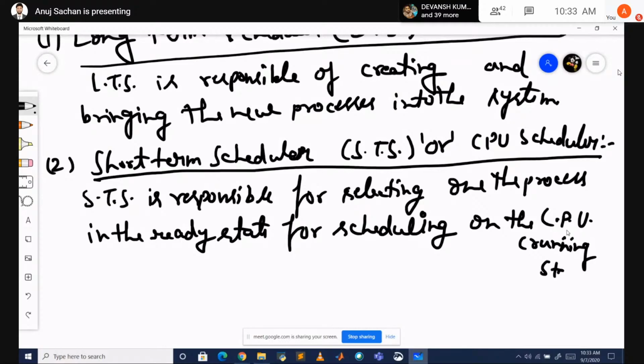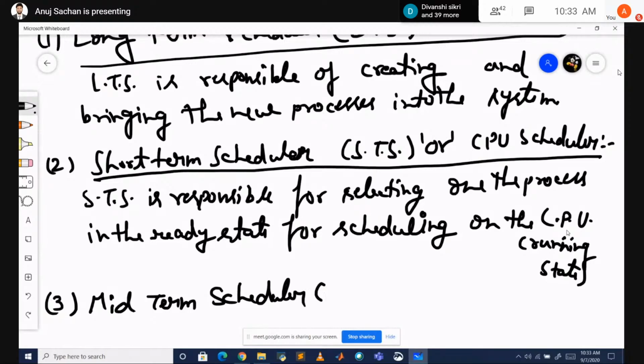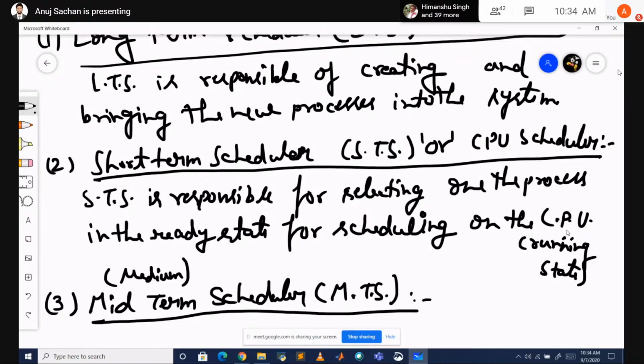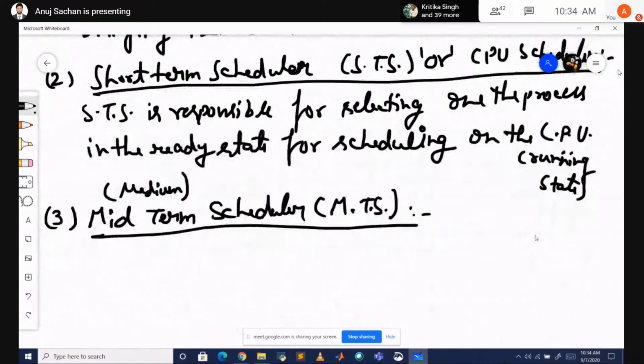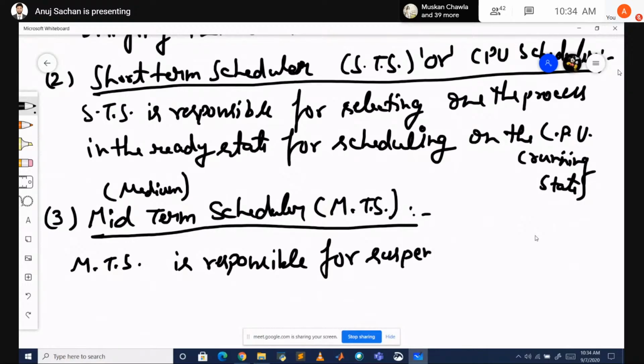तीसरा आपका क्या होता है, मिड टर्म शेड्यूलर, और मीडियम टर्म शेड्यूलर। ये आपका आता है सस्पेंड और रिज्यूम प्रोसेस करने में। मिड टर्म शेड्यूलर इज रिस्पॉन्सिबल फॉर सस्पेंडिंग और resuming the process.